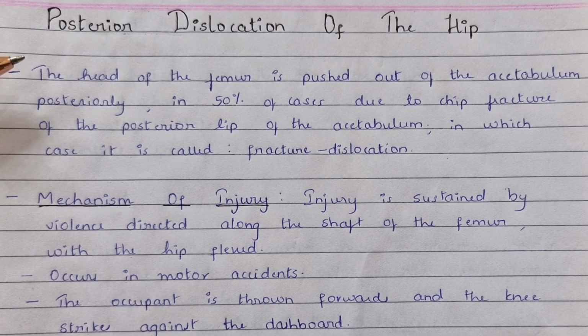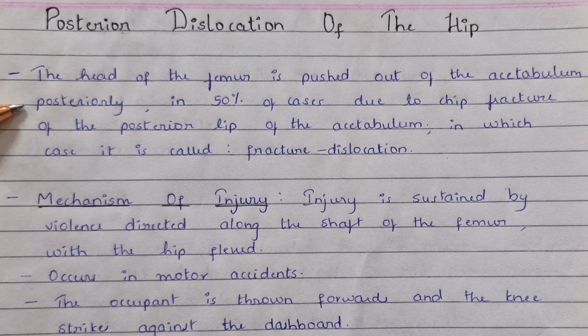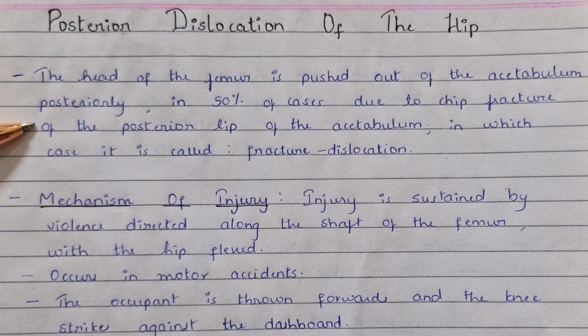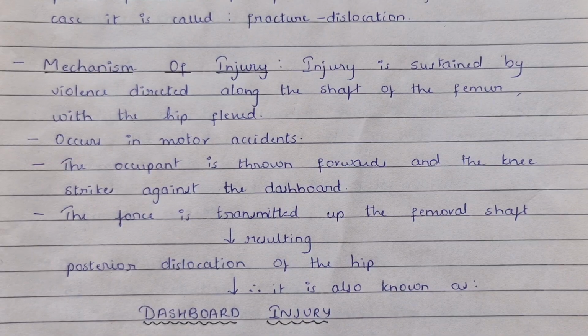Posterior dislocation of the hip. The head of the femur is pushed out of the acetabulum posteriorly. In 50% of the cases, it is due to a chip fracture of the posterior lip of the acetabulum, in which case it is called a fracture dislocation.